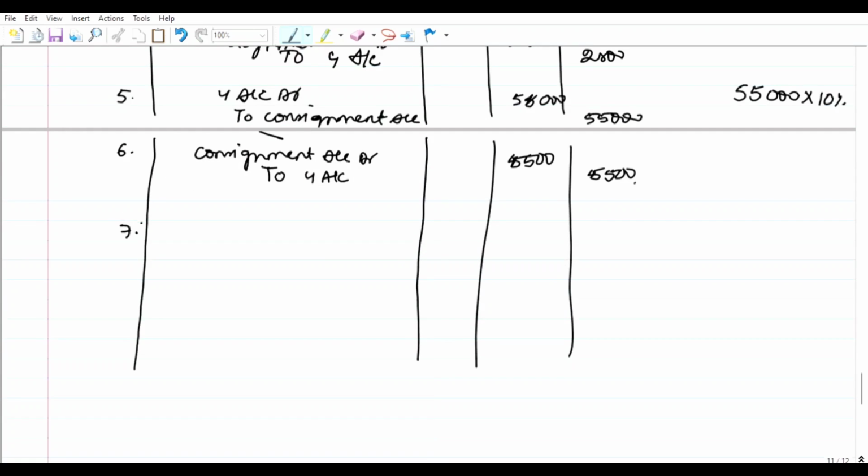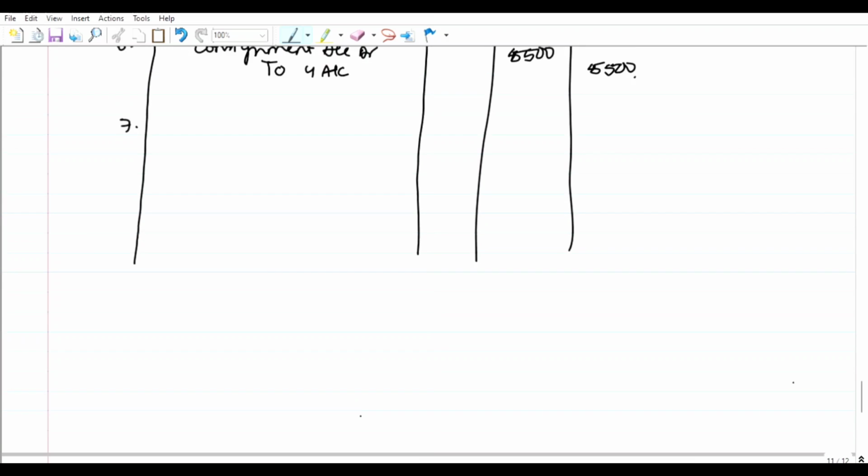Okay, and next one is for what? For the unsold goods, that means for the consignment stock. We have to write the entry. It is an income. Actually, we have to credit it to the consignment account due to the matching concept, which says that whenever any revenue is generated, the cost incurred to generate that revenue should be matched, right? Due to that concept, we credit it to the consignment account.